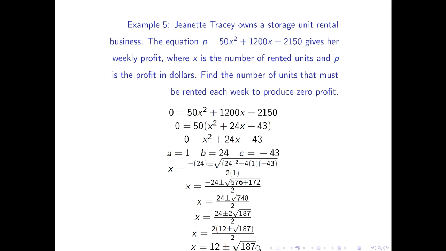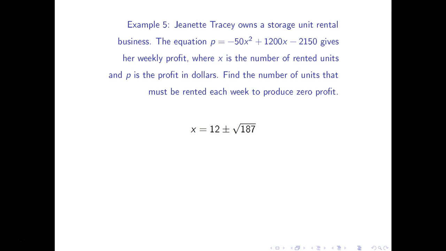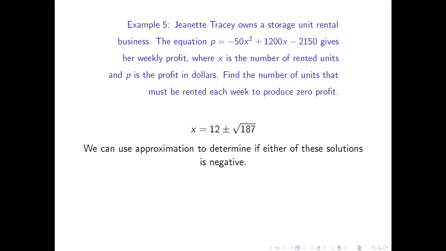Okay, well, we're not done, but I can now use this. Now, this gave me the answer sort of, but really this has two answers. It's 12 plus the square root of 187 and 12 minus the square root of 187. So to determine what we've got to do, we've got to figure out if one of these is negative. So we're going to have to estimate or approximate. Well, the square root of 187, if you grab your calculator and punch it in, is approximately 13.67. That's an approximation, not exact.